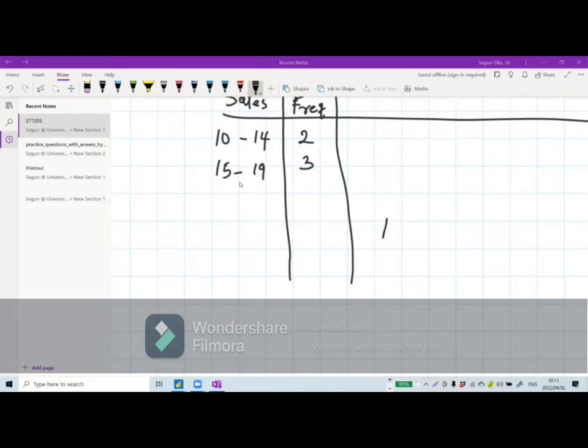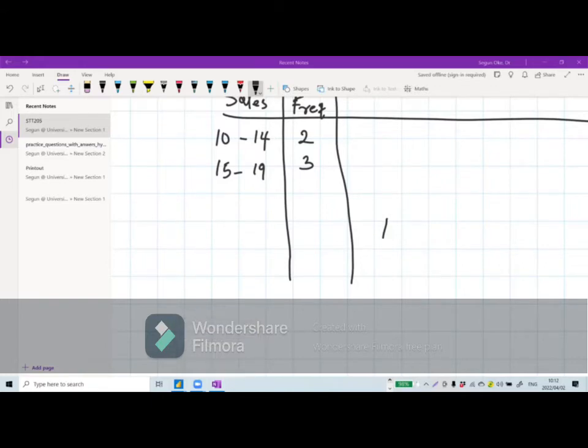We are talking about the 6 here now. So who can tell us the next value for this 6 that we take? 20 to 24. And the next? 25 to 29. And the next will be? 30 to 34.